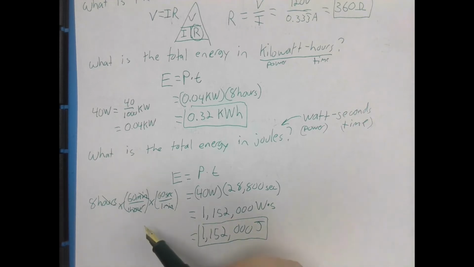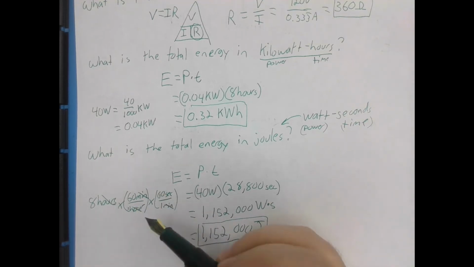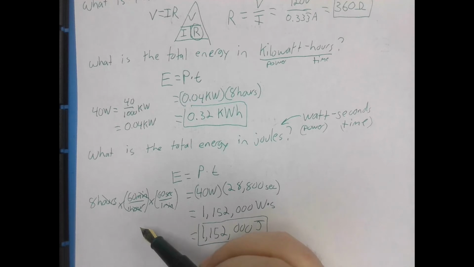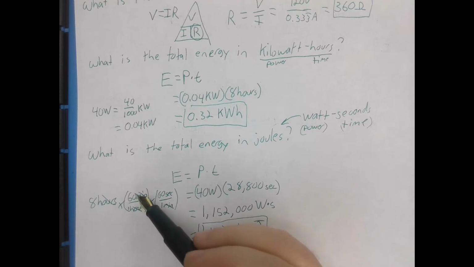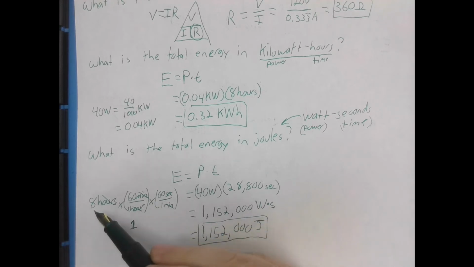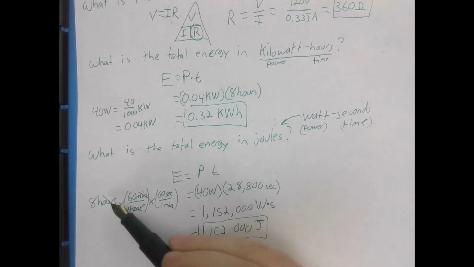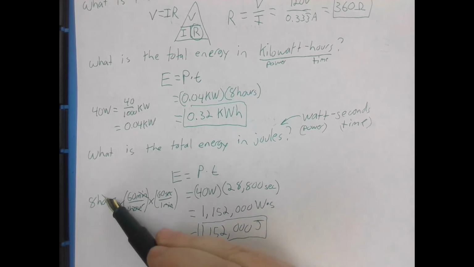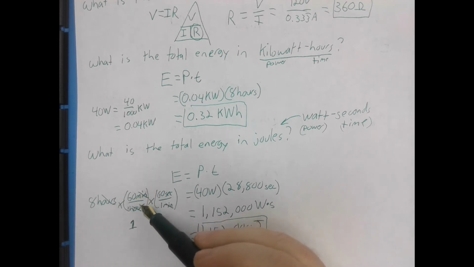If you're curious about doing conversions like this, is 1 hour the same as 60 minutes? So what is anything divided by itself? 1. And if you multiply something by 1, does it change? So multiplying 8 hours by 1 is still 8 hours. But the hours in here cancel each other out, leaving us just minutes.